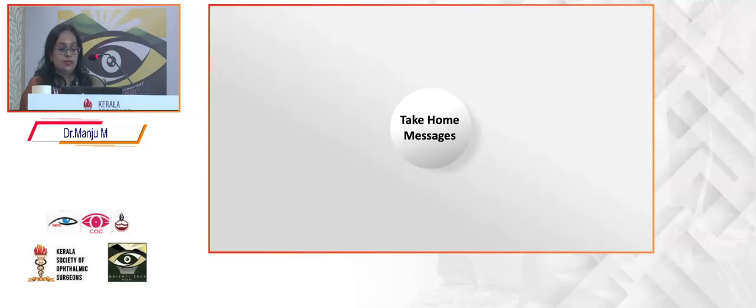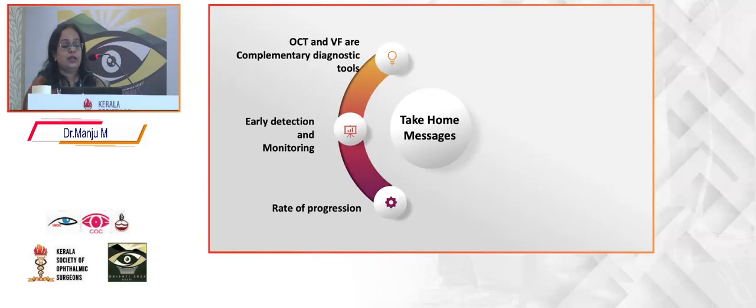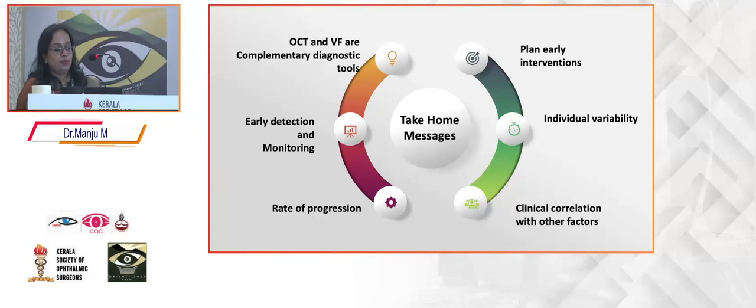So the take-home messages are, OCT and visual field are complementary diagnostic tools, which help in early detection and monitoring, to calculate rate of progression, and to plan early intervention. But there can be individual variability, and clinical correlation with other factors is important.